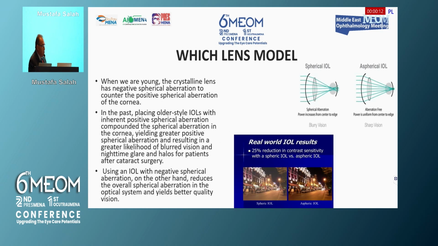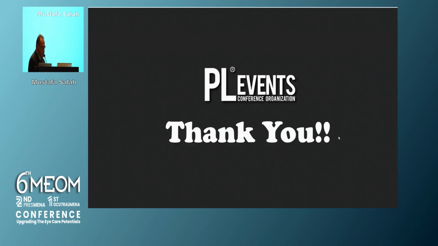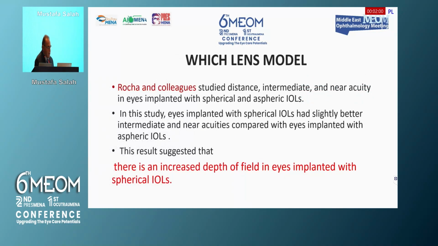So which lens model? Many studies were done, and we know that normal spherical IOLs add to the positive aberration made by the cornea. And using aspheric IOLs was the trend. There was a study by Rocha and colleagues that using an aspheric IOL in the dominant eye and a spherical IOL in the non-dominant eye increases the depth of field.